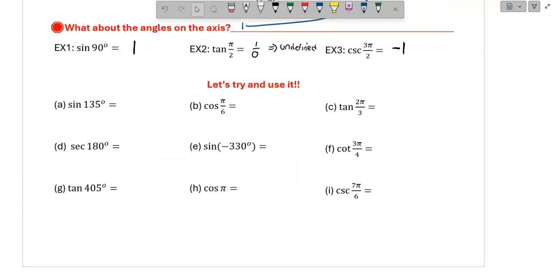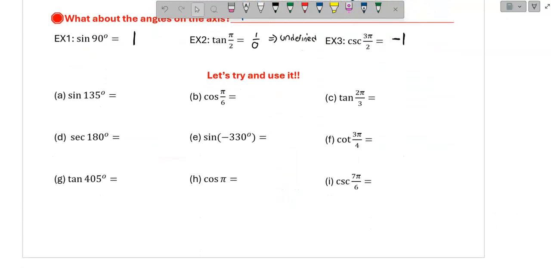So to wrap up the video, here are 9 examples where I want you to try to use the new unit circle that you've created to find these ratios. That will conclude this lesson on the unit circle.